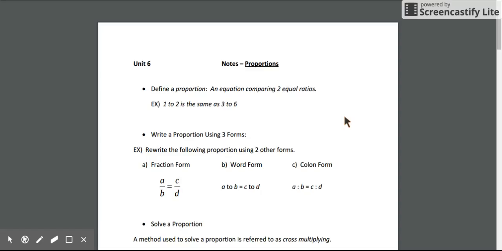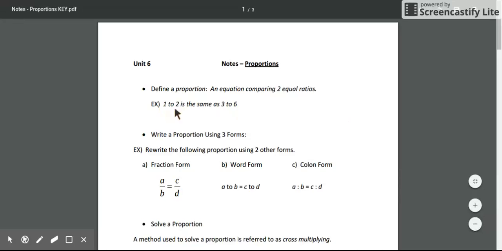So for instance, 1 to 2 is a ratio. What is that equal to? Well, it's equal to a lot of different other ratios. 3 to 6 is one possible ratio that it's equal to, but we could also say 4 to 8 or 6 to 12. Any ratio that's equal to 1 to 2 would be proportional.